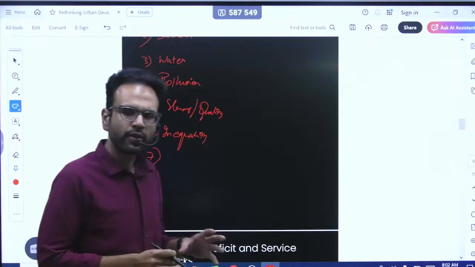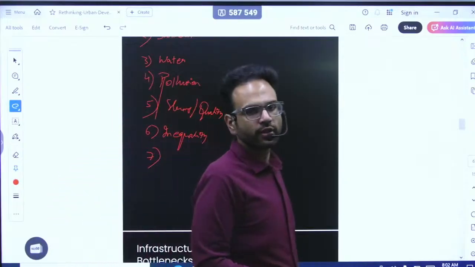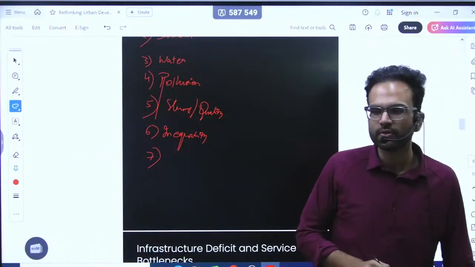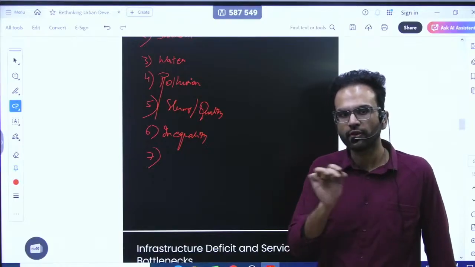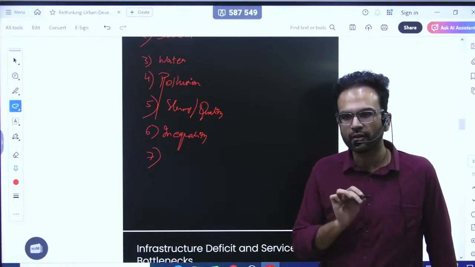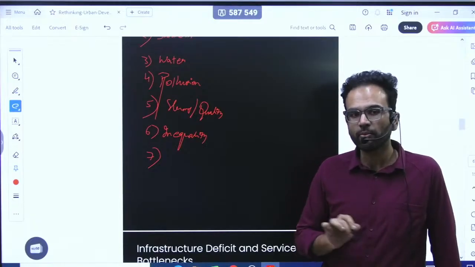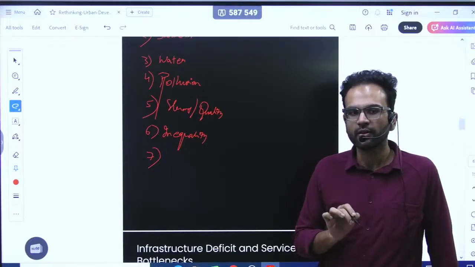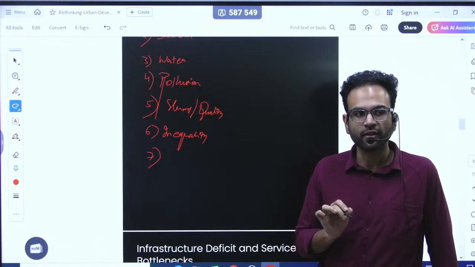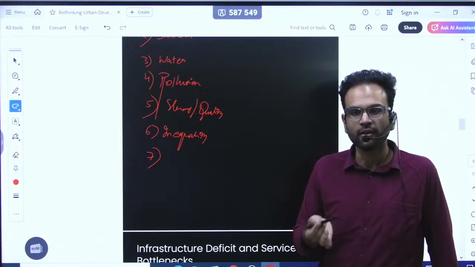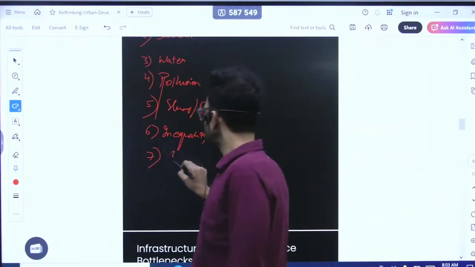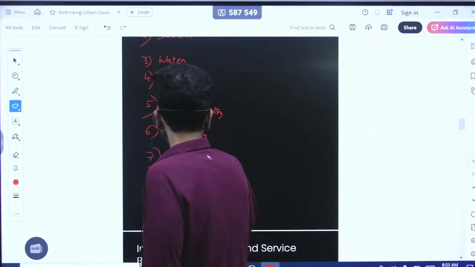Okay, if you're not able to think, I'll give you a framework to think. Think of the entire GS syllabus. Okay, society, geography, polity, economy, environment, security. Can you think of any point? Security? Internal security. Crime. Safe spaces.